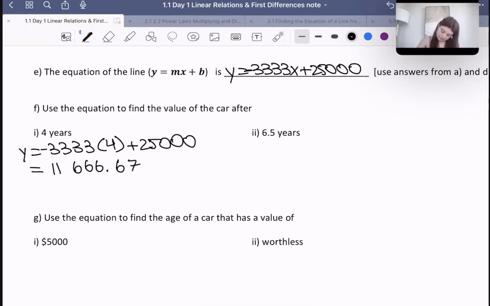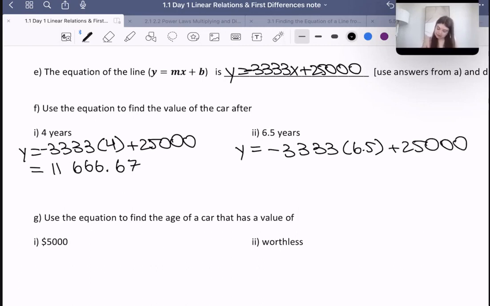Okay, now let's put y is equal to negative 3,333 times 6.5, after 6.5 years. How much has it depreciated? Well, let's see. So 3,333 times 6.5. Okay, so now it is actually only worth $3,335.50. So it's worth very little at this point.